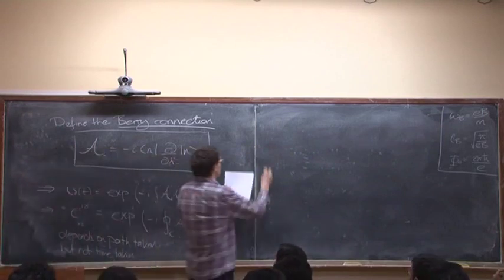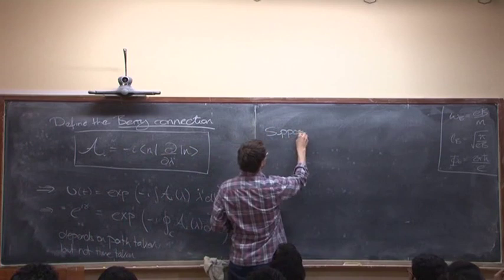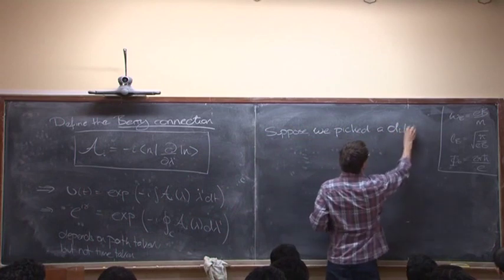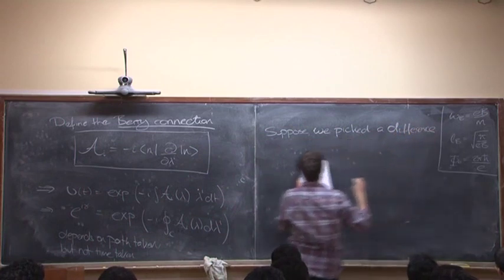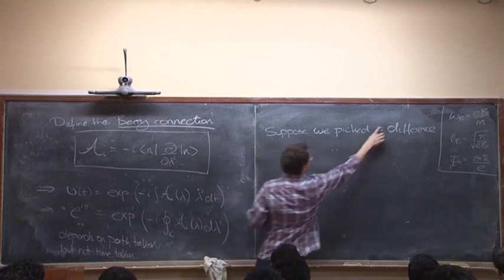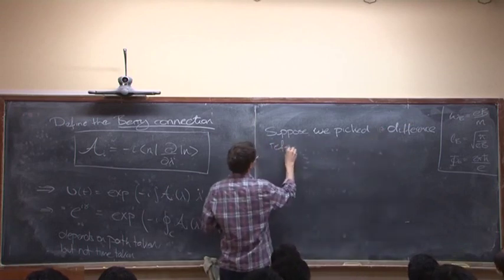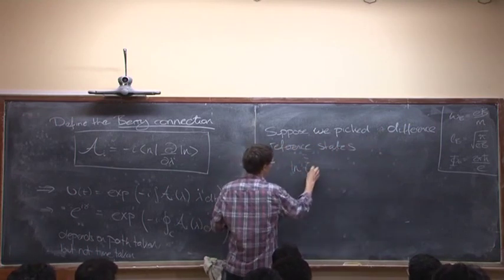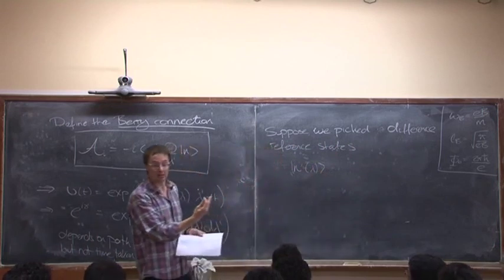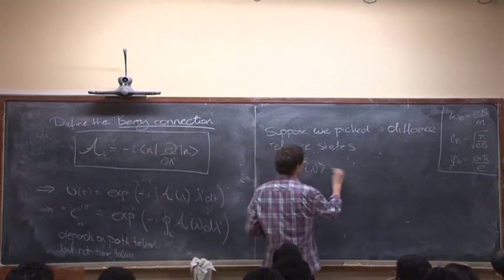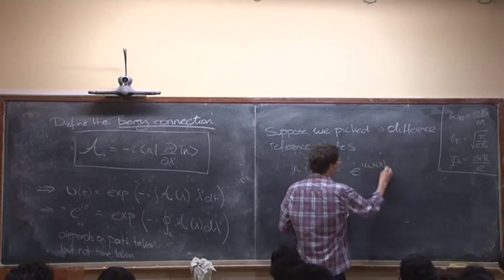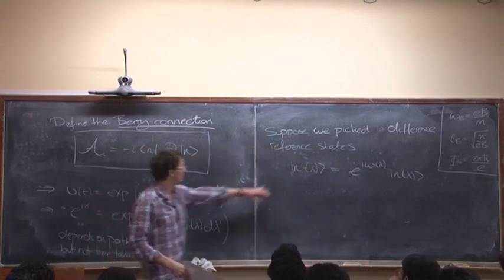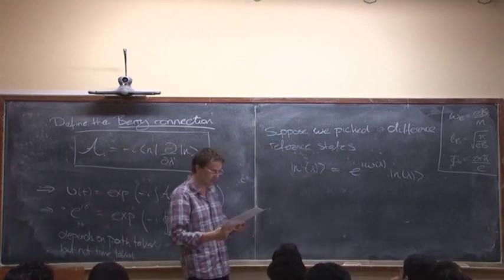So suppose we picked different reference states. Well, these reference states were always the ground state, so the only thing I get to change is the phase of the ground state. But I'm quite at liberty to choose a different phase for every value of lambda. So I can choose a different set of reference states n prime, which are related to the n's by this.